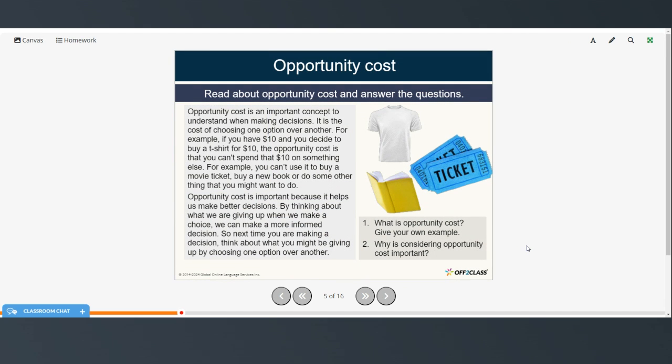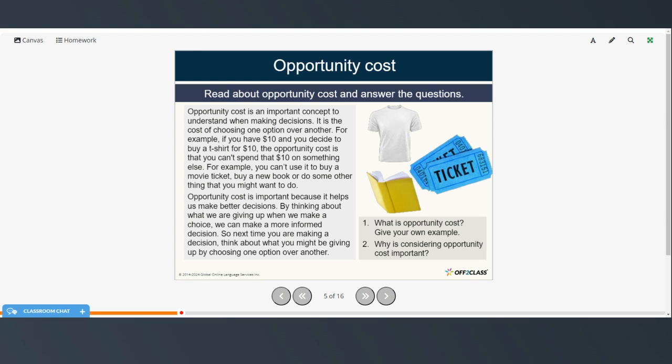All right, so now we're going to read about opportunity cost and answer the questions. Opportunity cost is an important concept to understand when making decisions. It is the cost of choosing one option over another. For example, if you have $10 and you decide to buy a t-shirt for $10, the opportunity cost is that you can't spend that $10 on something else. For example, you can't use it to buy a movie ticket, buy a new book, or do some other thing that you might want to do.